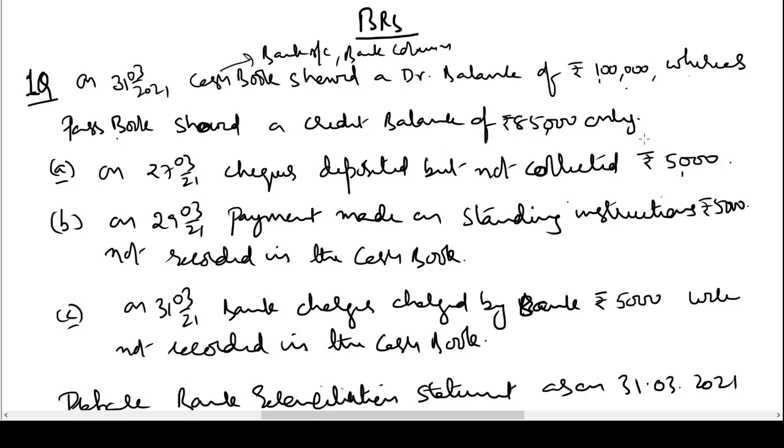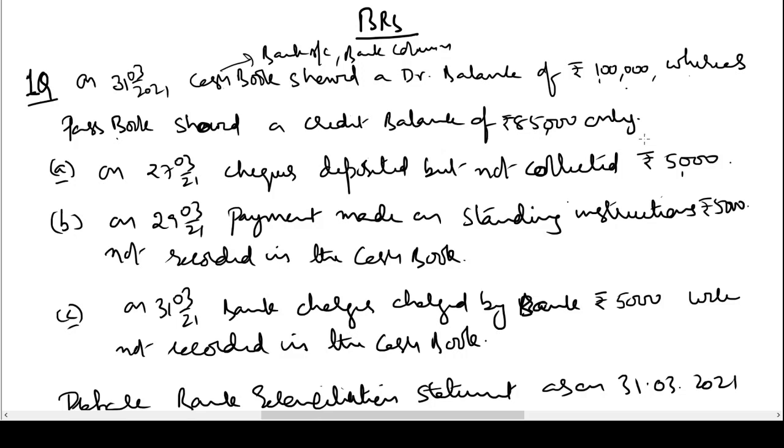Whereas in the case of overdraft balance, because our withdrawals are more than deposits, cash book would show a credit balance because withdrawals are recorded on the credit side, deposits on the debit side. If withdrawals are more than the deposits, then the cash book will show a credit balance and the passbook will show a debit balance. Okay.